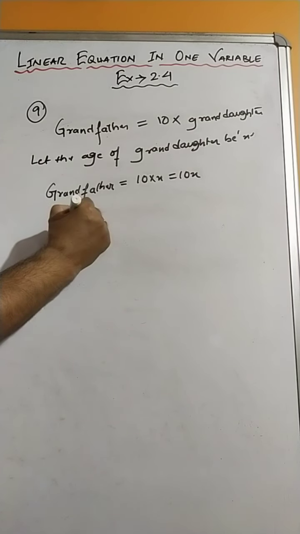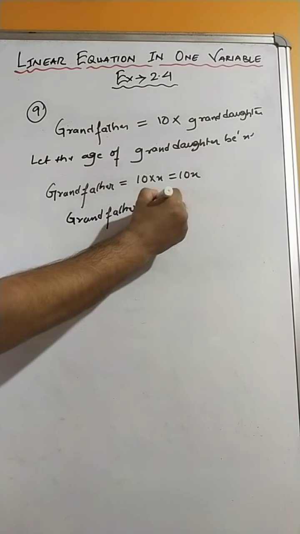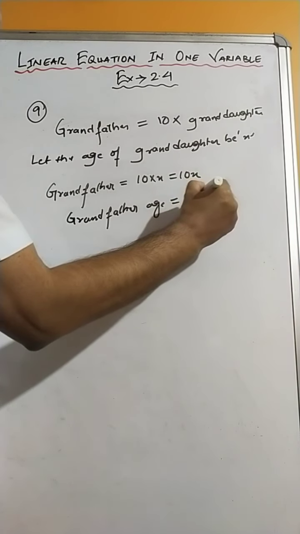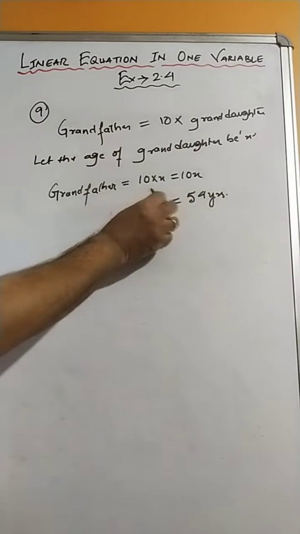Now in the next part of the question, they have said he is also 54 years old. Now, grandfather's age is also given, that is 54 years. It is also mentioned in the question. Now you have to find their present age. No, sorry. I wrote it wrong. Grandfather's age would be what? According to the question, he is also 54 years older than the granddaughter. So I wrote it wrong.